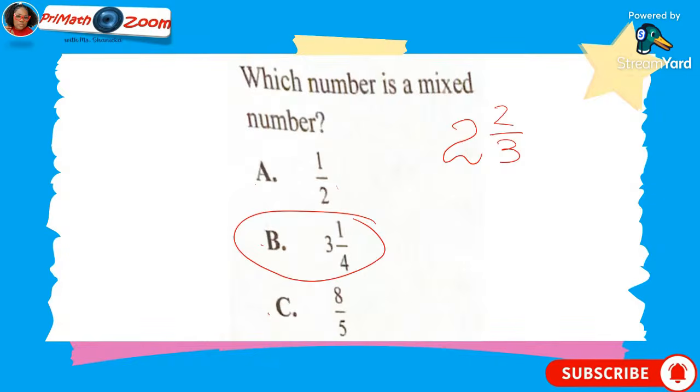But why is it called an improper fraction? Can you tell me in the chat? Why is this one, C, an improper fraction? Why do we call it an improper fraction? Let me see who can share their response with me here in the chat.